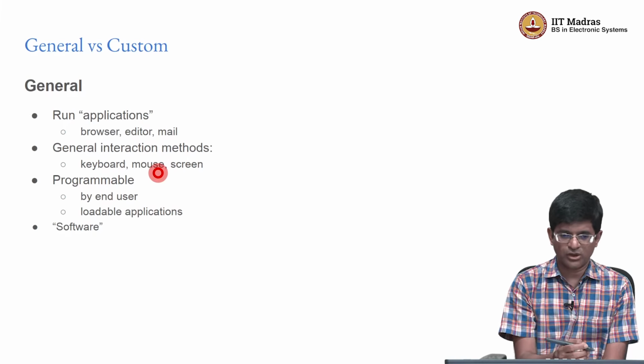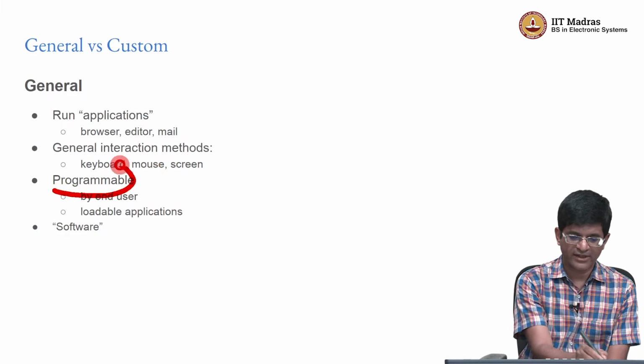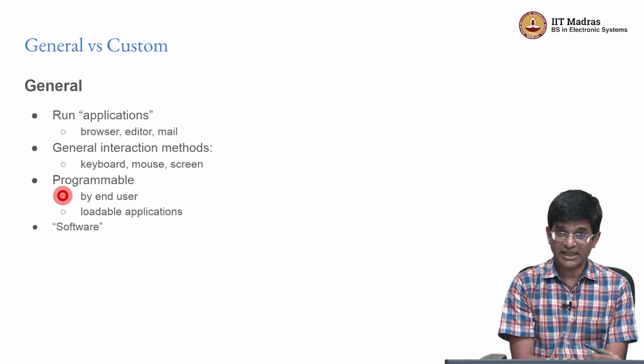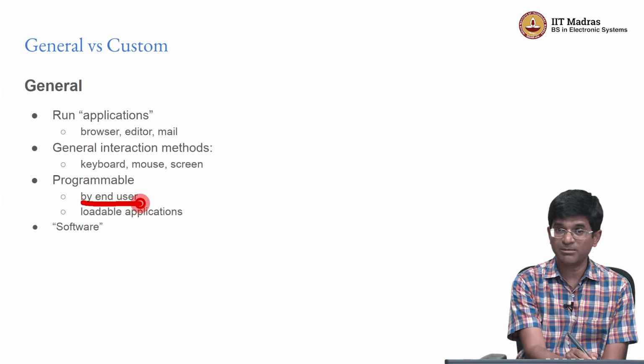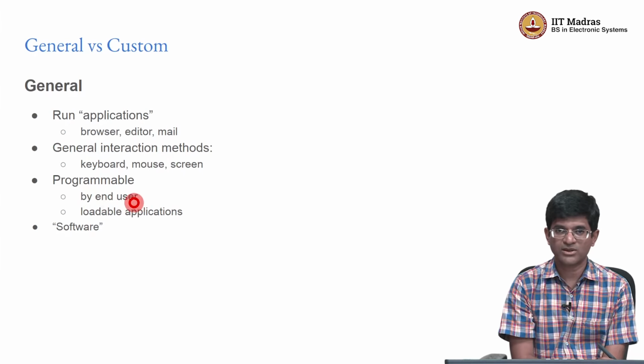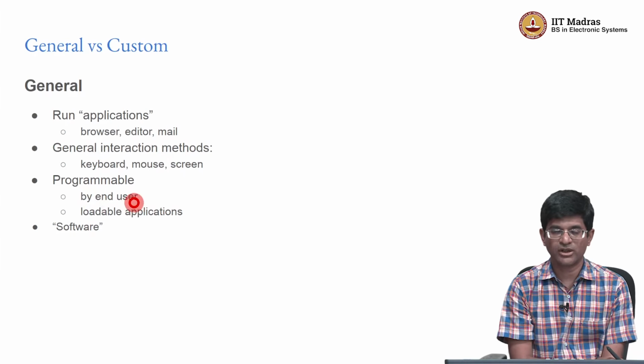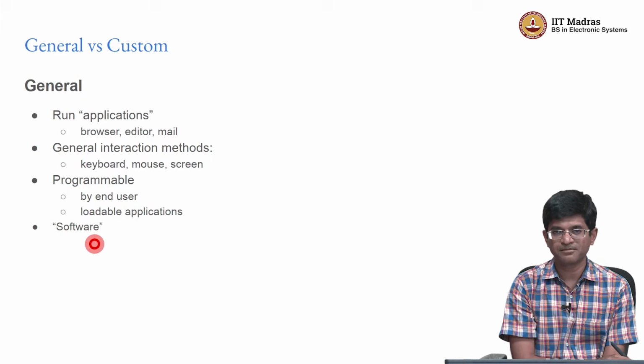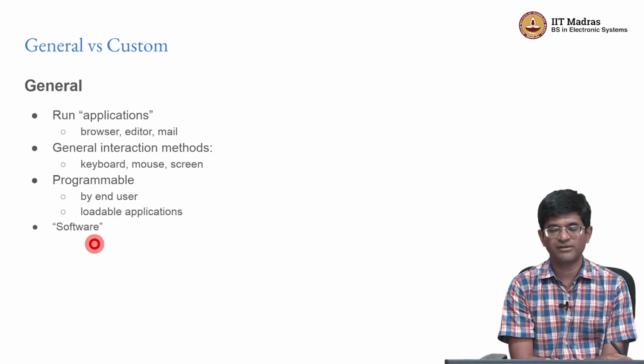The key part of a general purpose system, of course, is the fact that it is programmable, right? It could be that you as the end user directly program it, and hopefully as students of an electronic systems course, you are trying to program your own laptops and computers. But even if you are not programming it yourself, you might be loading other kinds of software or applications onto the system in order to get it to perform different kinds of behaviors.